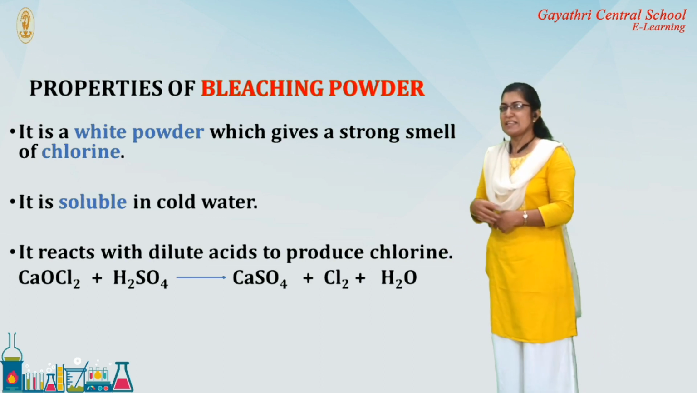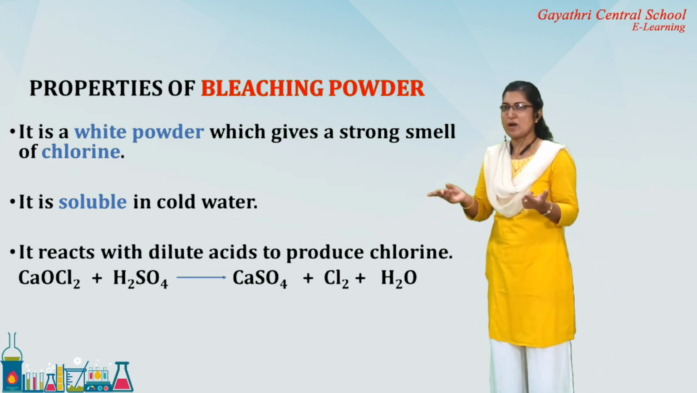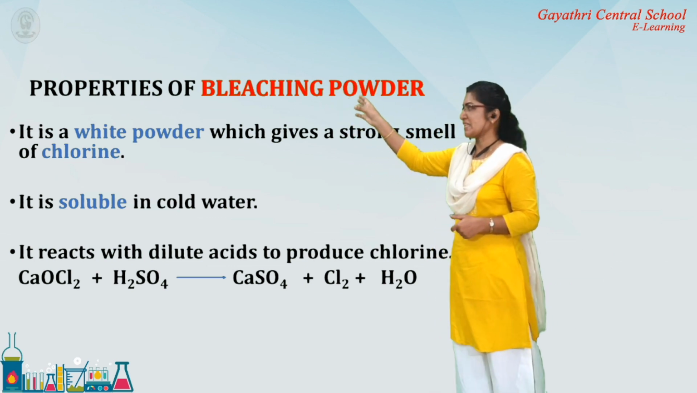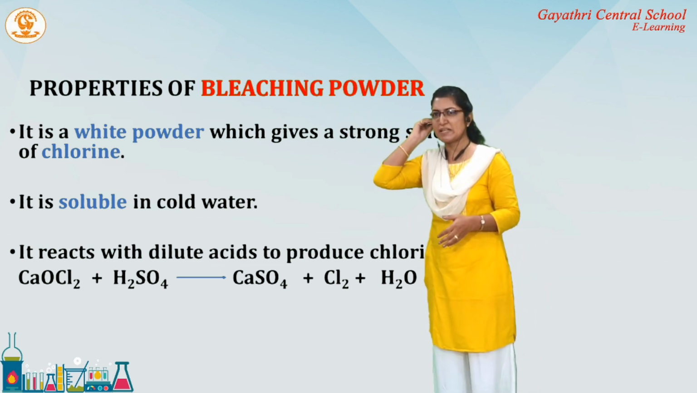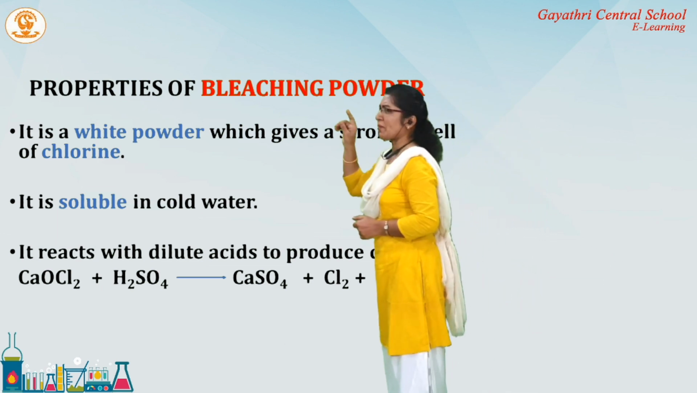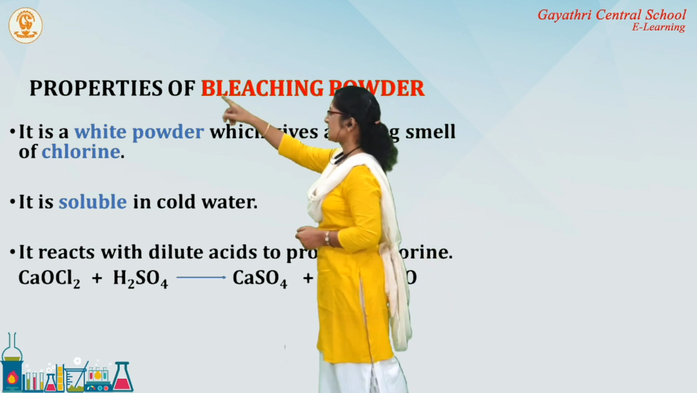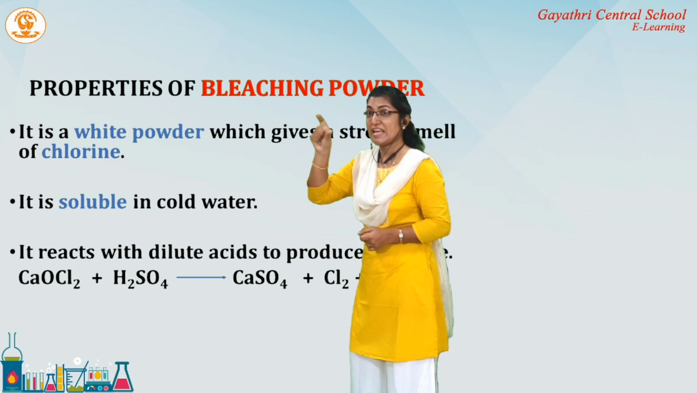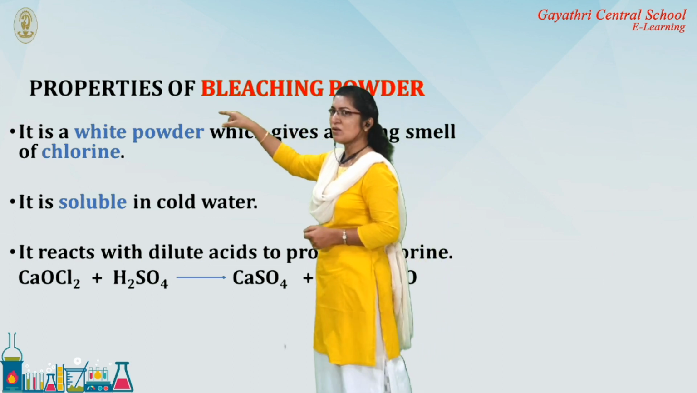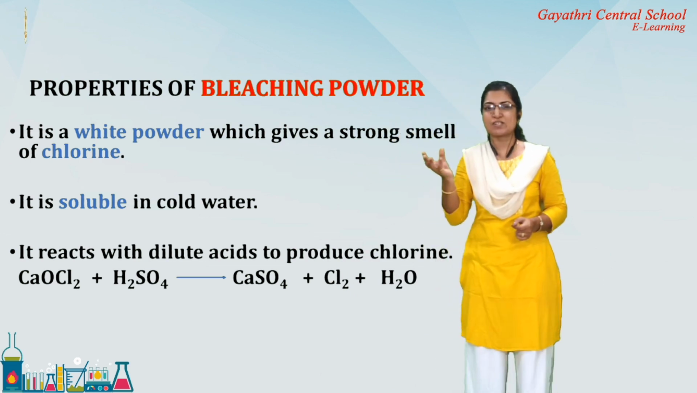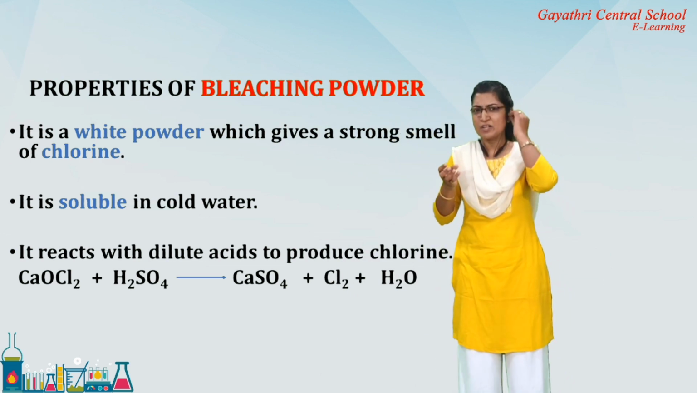Okay, then next we need to study about the properties of bleaching powder. What are the basic properties of bleaching powder? The first property is that it is a white powder. In some cases you can also see it yellowish in color, isn't it? It is a white powder which gives the smell of chlorine. It has got a distinct smell of chlorine.